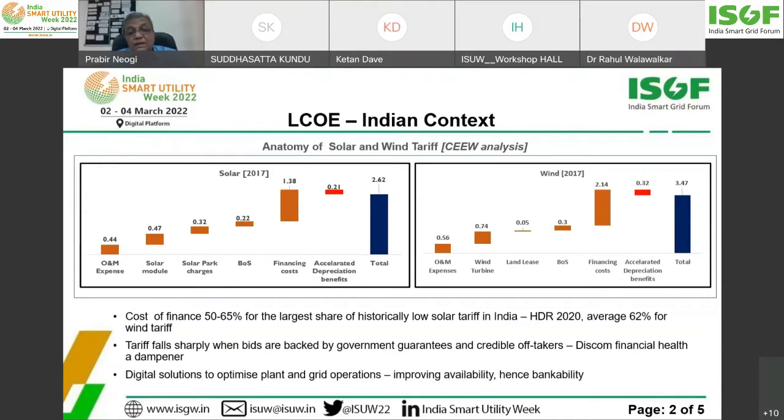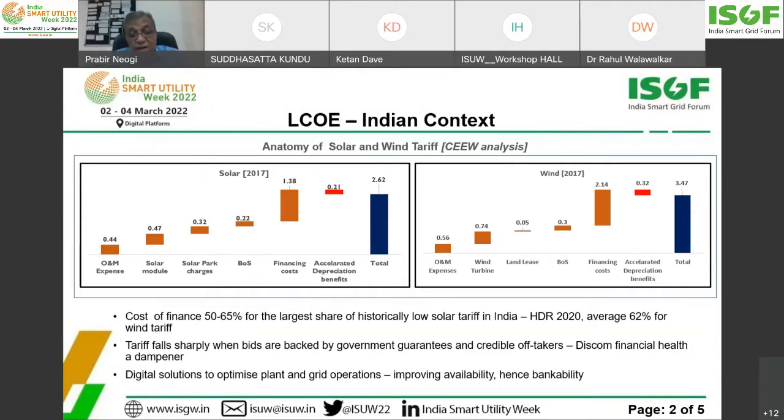And we will find that the cost of finance in case of solar tariff is as much as 50 to 65%. And in case of wind, it's 62%. The point is, this is the question I have now for the panelists. Would you now see that there is headroom in improving the situation, or there are tailwinds which we can possibly leverage by way of improving the O&M expenses, for example, by bringing in digital solutions? So the components I'm not going through, because solar cells, solar parks all have a role in the tariff construct, as well as the components for land leasing, balance of system, etc., in both solar and wind tariff.